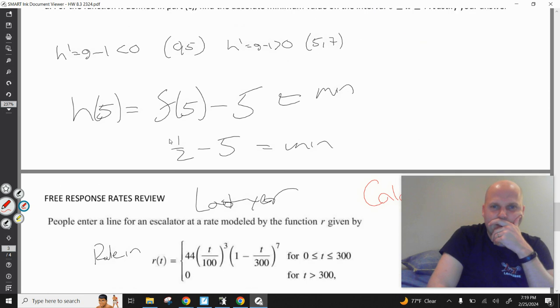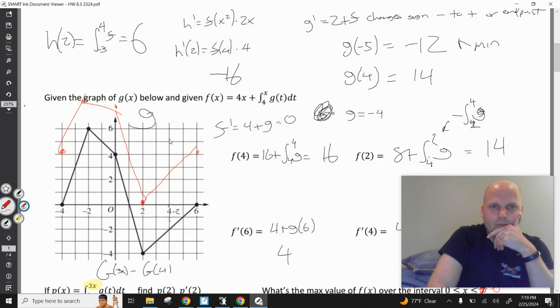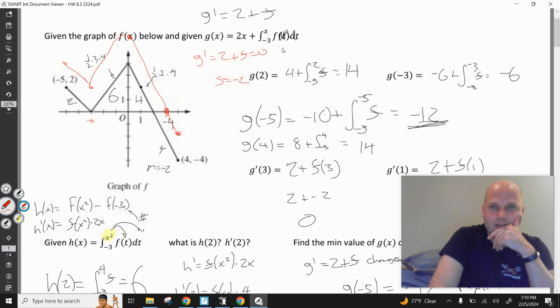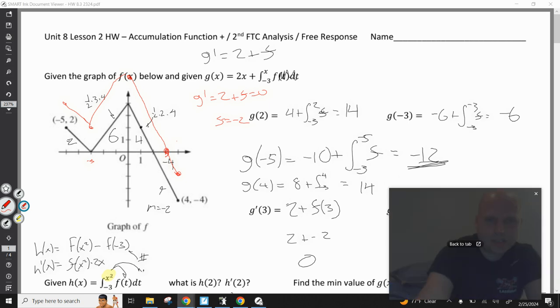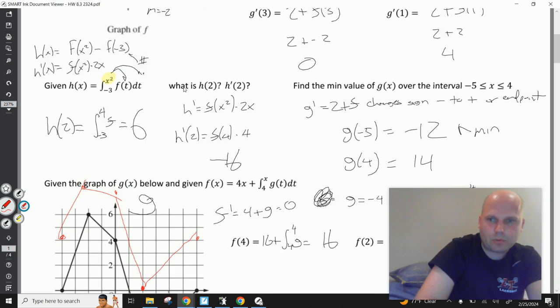I'm hoping you understood from these 3 lessons that Unit 8 is just Unit 7. It just looks different. Okay, so hopefully we get this, and I will be seeing you guys.